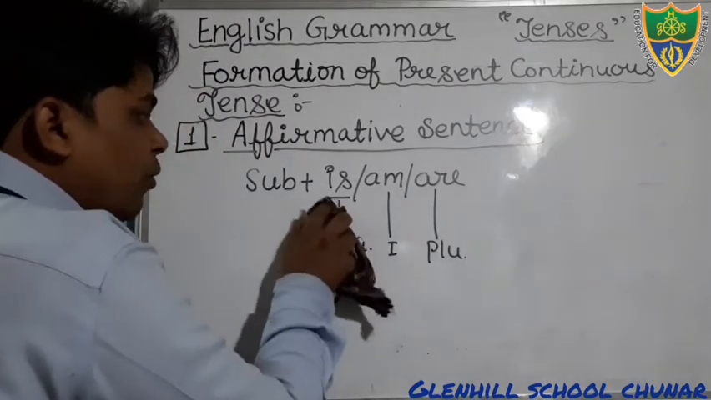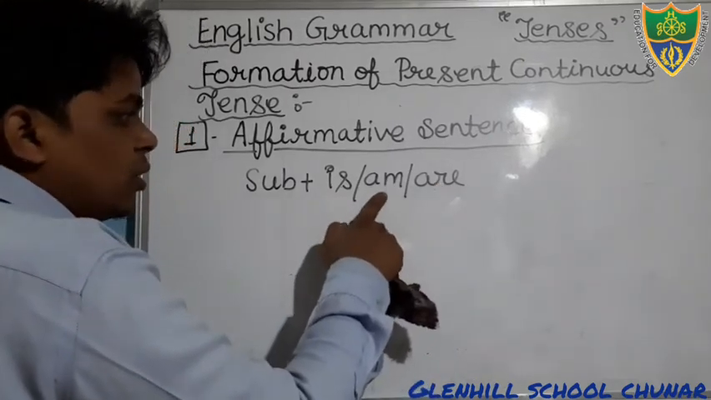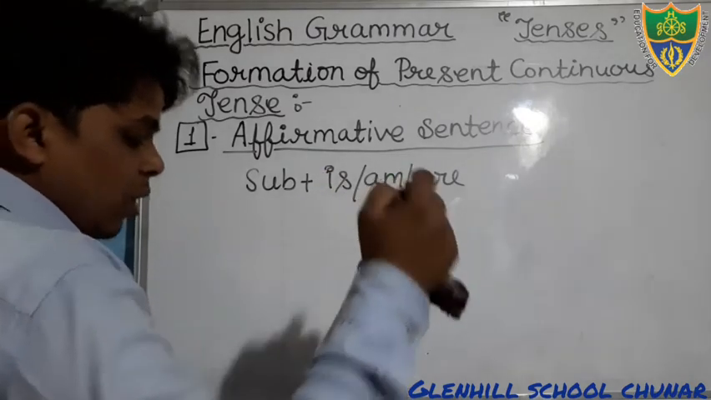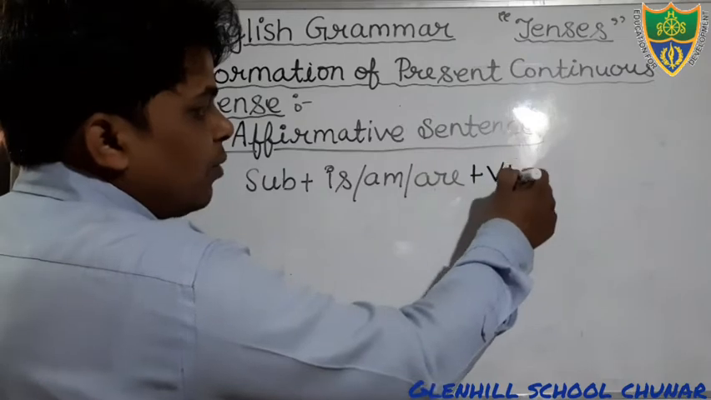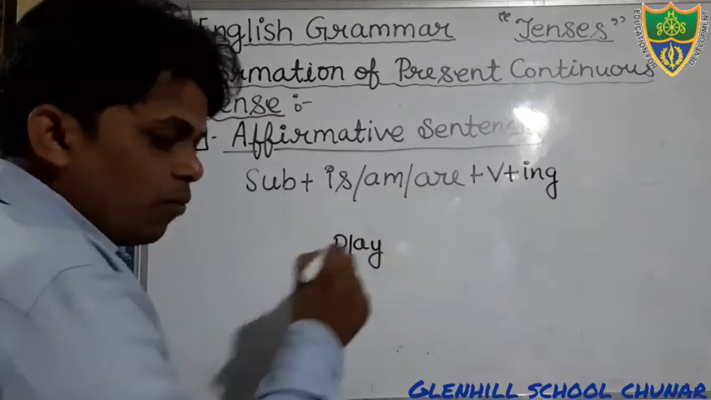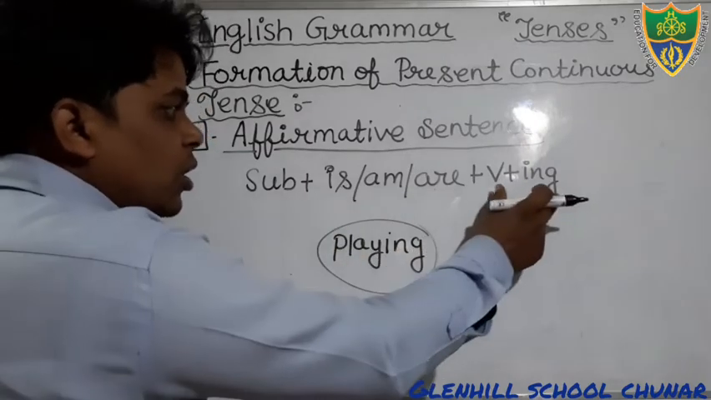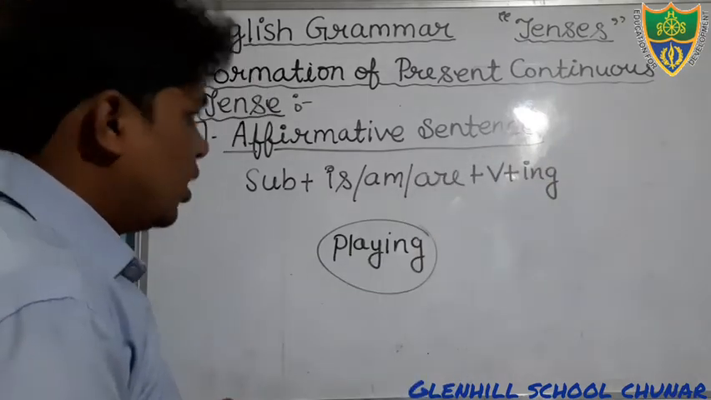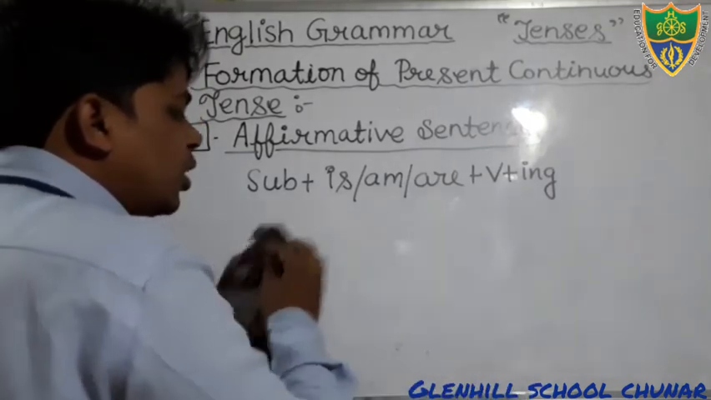We use these helping verbs according to the subject. Okay, if our subject is I, then you will use am. If your subject is singular, you will use is. If your subject is plural, then you will use are. Okay, then after you will put main verb, and in the main verb we will add ing. Okay, you can see here. Just see, this is your verb, that is your main verb, in which we will add ing. It becomes playing. Okay, so here in the same way, here we will mention the main verb. In the main verb we will add ing in this tense, in the continuous tense. And then after, if you have object, you can also mention here.